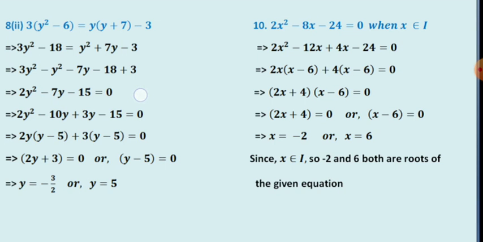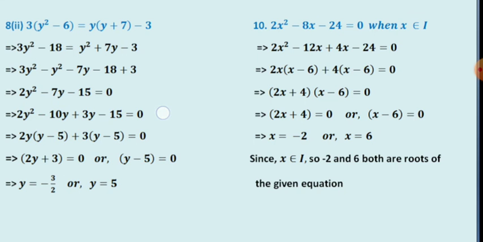Next, 2y square, that is 3y square minus y square is 2y square. Minus 7y will remain as it is, and minus 18 plus 3 will give us minus 15, which is equal to 0. Now, taking the first and the third term, find the product. That is 15 into 2, that is 30, and factorize it. So we'll have 10 and 3. So in the next step, we've written 2y square minus 10y plus 3y minus 15 equals 0.